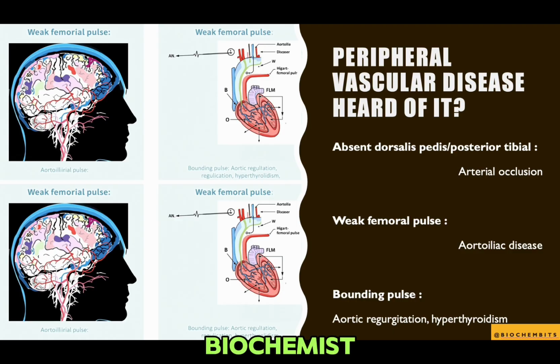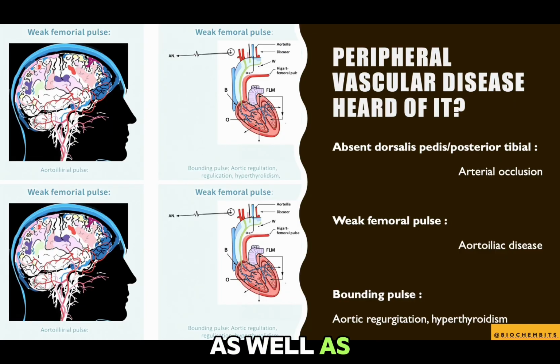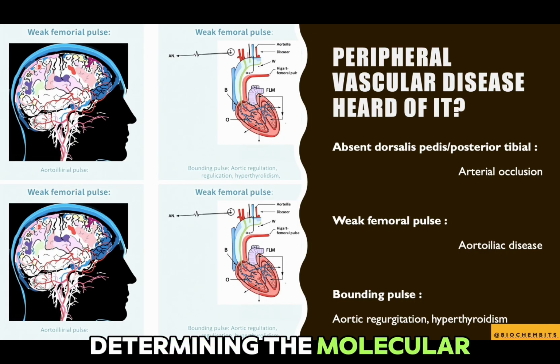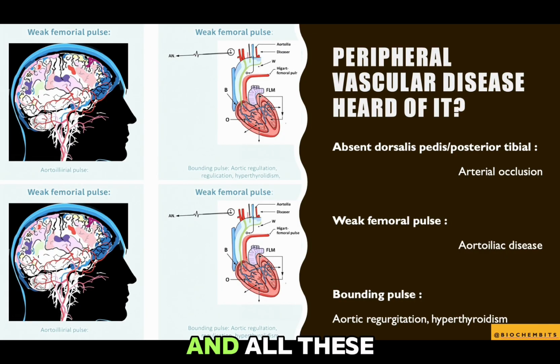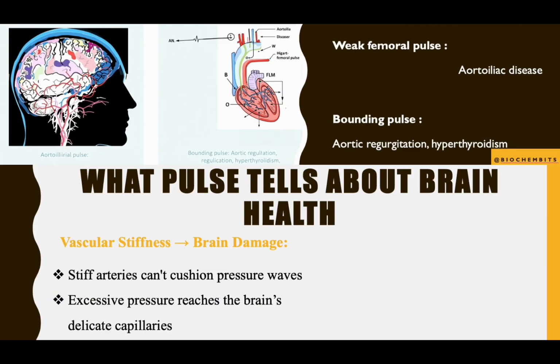Now, as a biochemist, I want to look at this from a biochemist perspective. I think that pulse assessments generally help us to evaluate the cardiac output, especially looking at the autonomic function, the metabolic state, and the vascular integrity of the tissue, as well as determining the molecular processes involved. And all these are determined by the molecular processes that we discussed earlier.